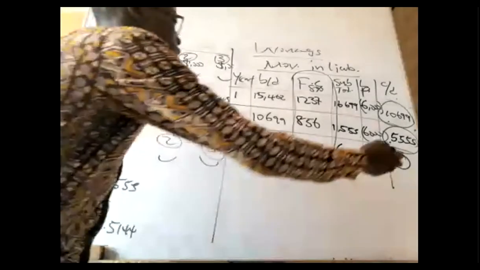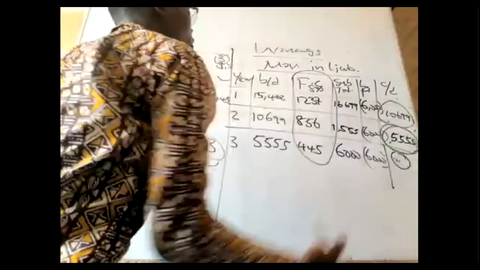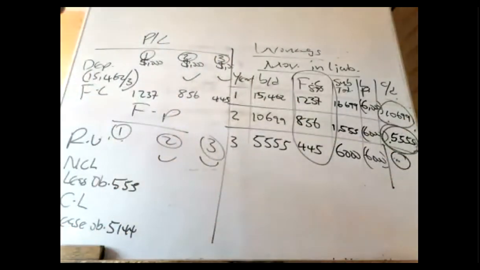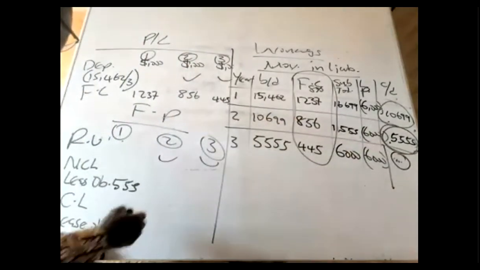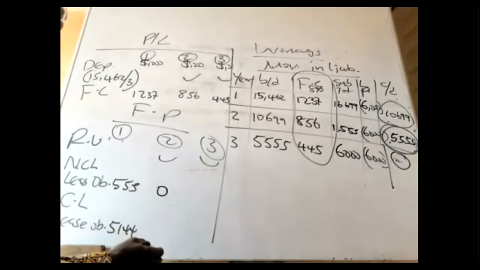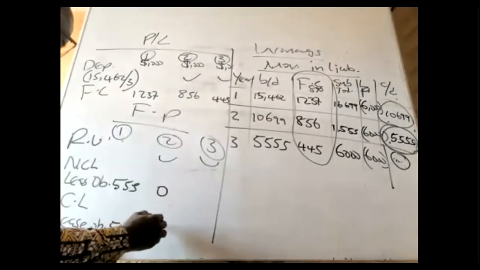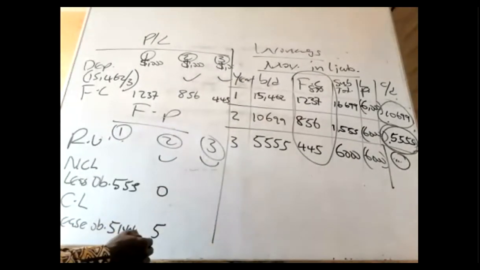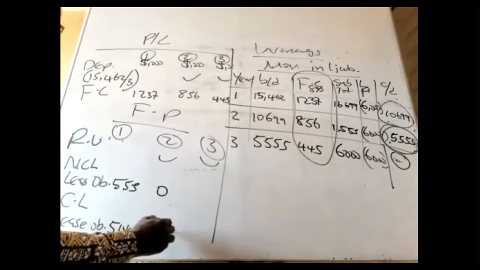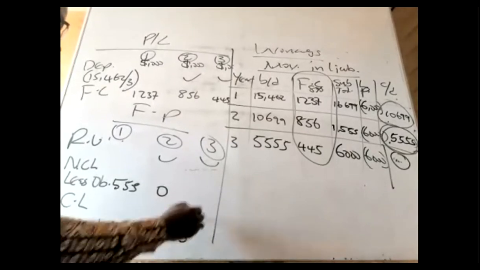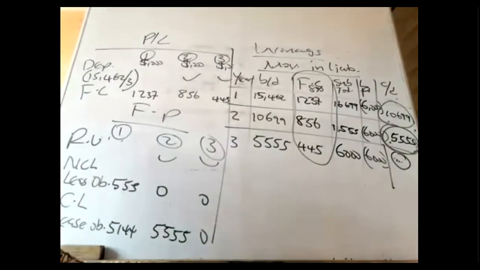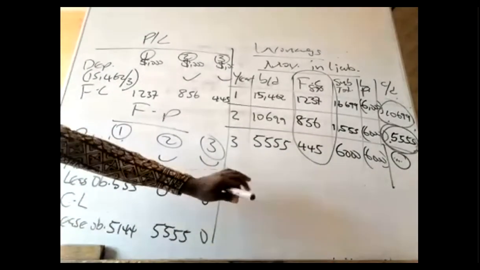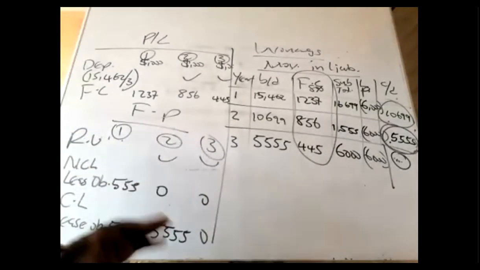Let's go to year 2. Year 2 is the total liability. Go to the next year, the balance left after the last repayment, this one is 0. So no non-current liability, 0. So that means the 5,555 there becomes the current liability. So here 0 and 0. That is all.